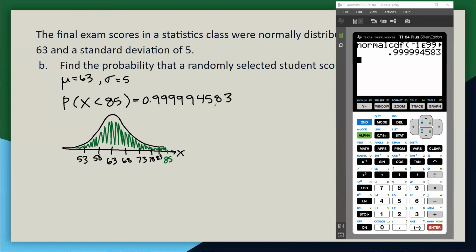And you don't have to go out that far. You could cut it off here and round it up to 9999995. But this tells us that it's almost guaranteed. I expect that if I randomly select a student, almost every single student I selected had a score less than 85. But it's not completely impossible that they had bigger than 85. It's just very unlikely. And that's the difference between having a really long 0.9999 and a 1.